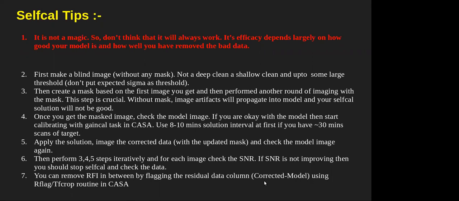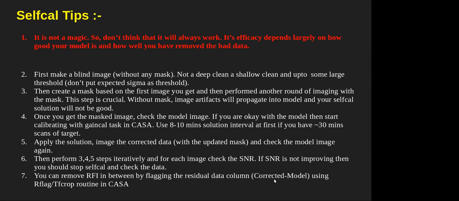What is that? So you correct it, right? You generate the GainCal solution, you apply that to your data, you have a corrected data column, and you have a model data column based on your model. So the residual data column is basically the subtraction of model from the corrected. So in your residual data, if you have flagging, if you have bad data, that will pop up.